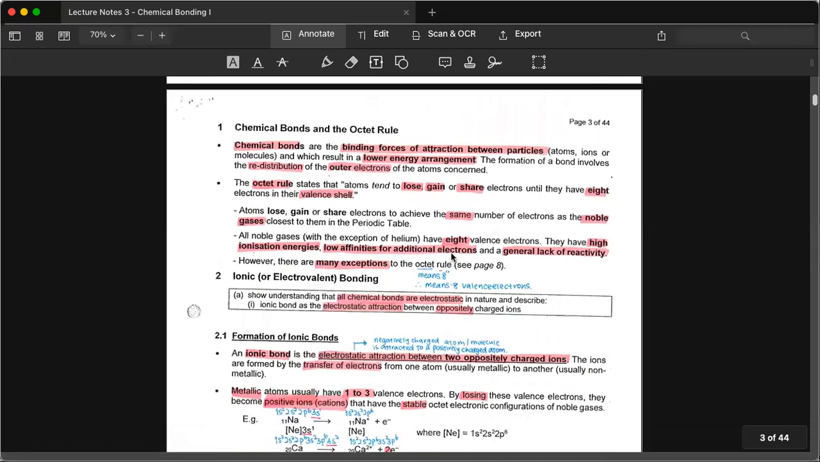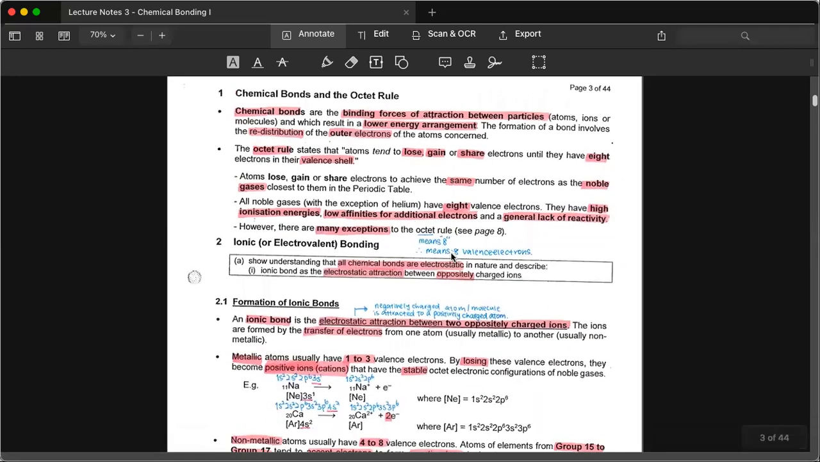Now, what are chemical bonds and the octet rule? Chemical bonds are the binding forces of attraction between particles, atoms, ions, or molecules, and result in a lower energy arrangement. The formation of a bond involves the redistribution of the outer electrons of the atoms concerned. The octet rule states that atoms will tend to lose, gain, or share electrons until they have 8 electrons in their valence shell, which is the outermost electron shell.